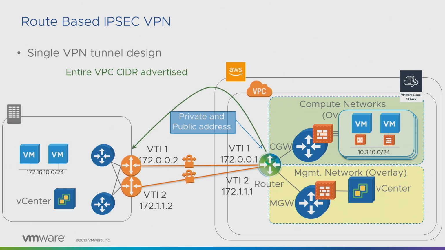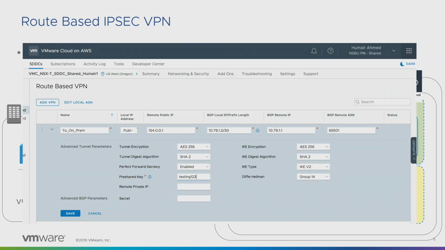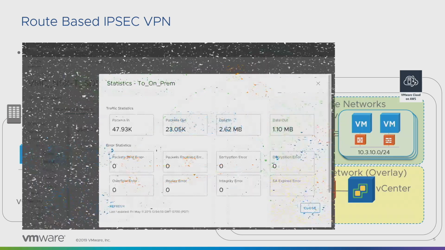Okay. So once this route-based IPSec VPN is set up, the entire VPC CIDR is advertised on-prem, the management appliance network and NSX network segments are advertised automatically to on-prem, and then from on-prem you can advertise specific subnets, or you could even advertise a default route. And we tried to make it very easy to configure this and get going with a route-based IPSec VPN. You select the local IP. As I mentioned, you can select public or private, depending on what you're trying to do. Put in the remote IP, create the VTI interfaces, and put in the configuration, and you're good to go.